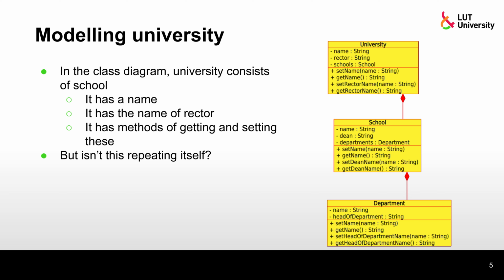But as you can see, it's quite repeating. So we have a name attribute in university, we have a name attribute in school, we have a name attribute in department, and we have get and set names for all of these three different names, which are different, but in a way they are quite the same. Should we have some kind of another better way to have these names?